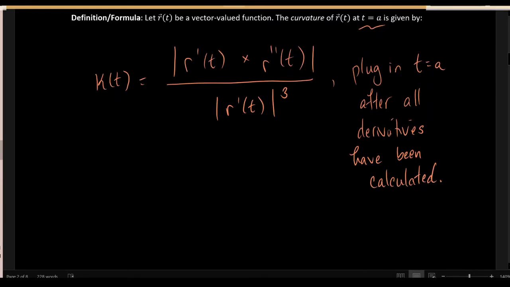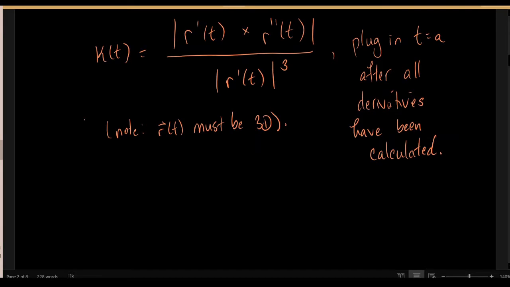Now notice that this formula can only be applied to a three-dimensional vector valued function, because the cross product is only possible when your vectors are in three-dimensional space. Now this is most useful if you're calculating the curvature only.